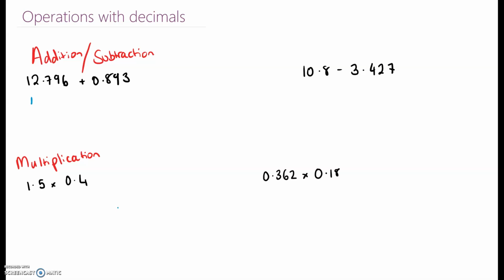So I'm going to start by writing down the 12.796 first, okay, and then I'm going to add in 0.893, making sure that the numbers line up. We can see the 8 and the 7 are in the tenths place, the two 9s are in the hundredths spot, and the 3 and the 6 are in the thousandths spot, and then 0.0 there.